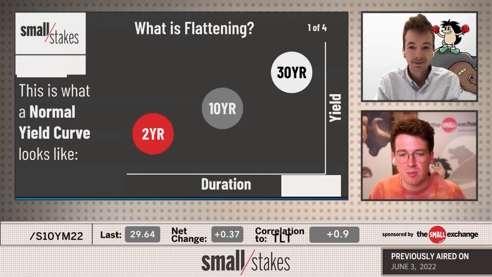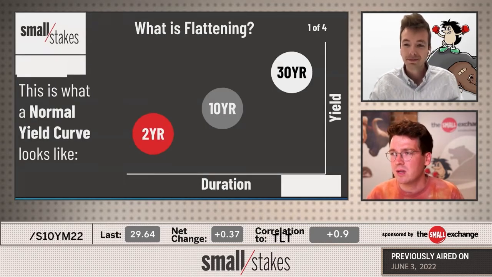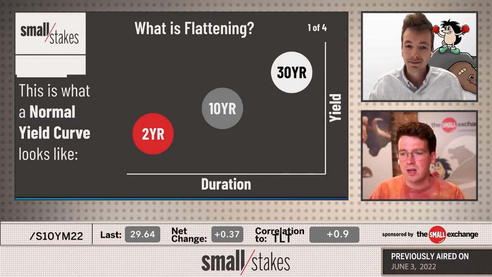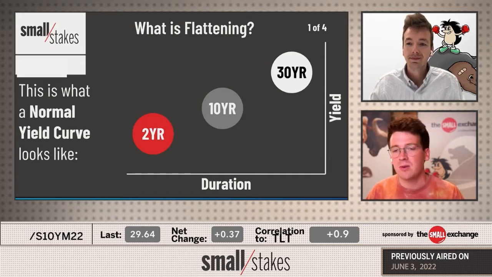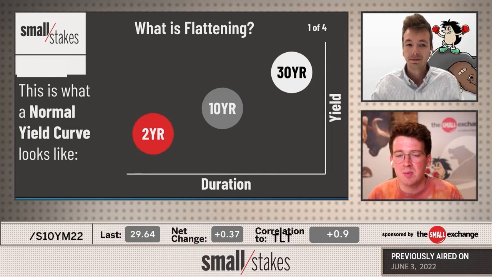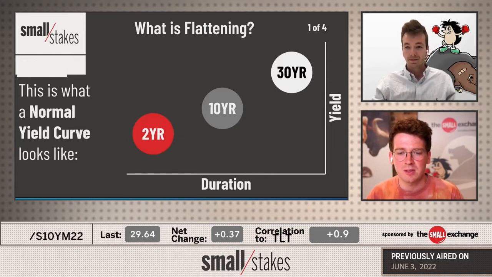This is what a normal yield curve looks like, Mikey. Maybe you can elaborate on what we're looking at with the 2-year, 10-year, and 30-year major benchmarks for any yield curve, whether it's the US, Japan, Germany, wherever. Today we're looking at the US, but maybe let people know why this thing is upward sloping, what upward sloping means, and just give people the full spiel on normal yield curves.